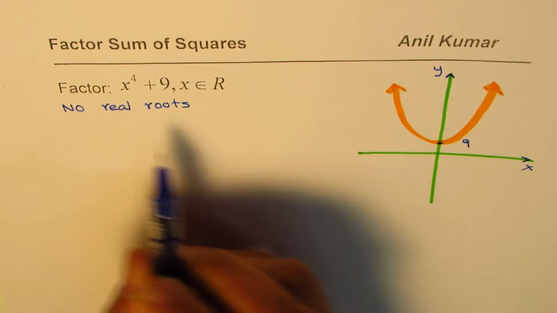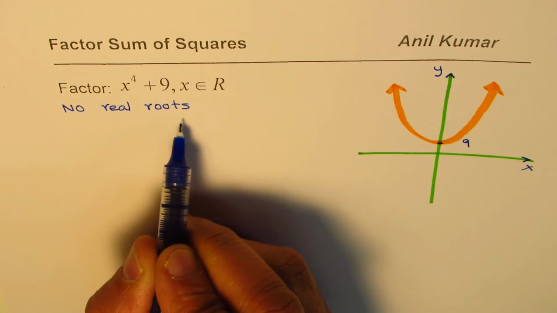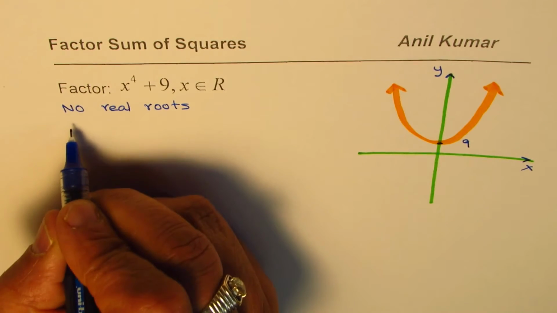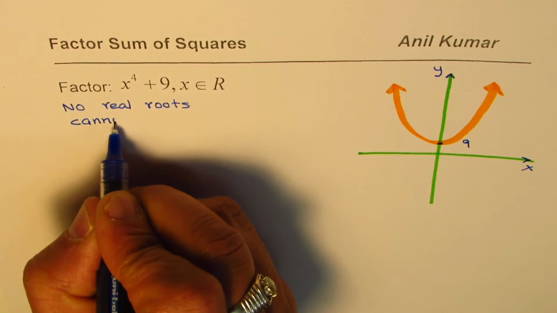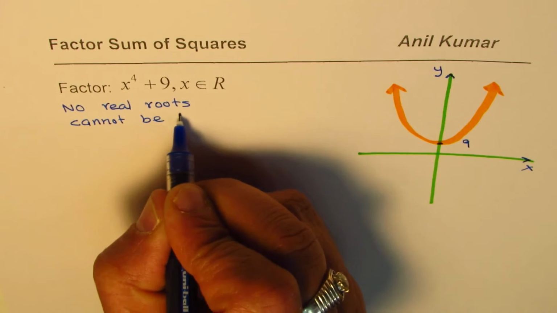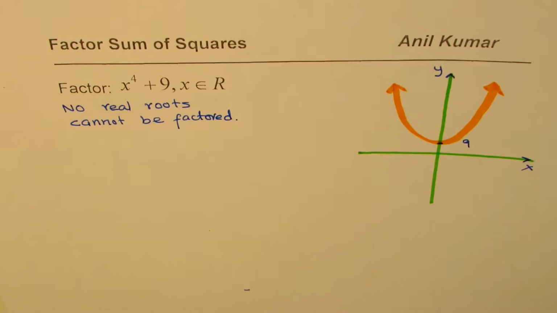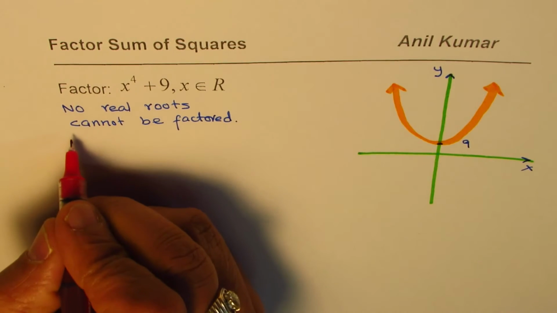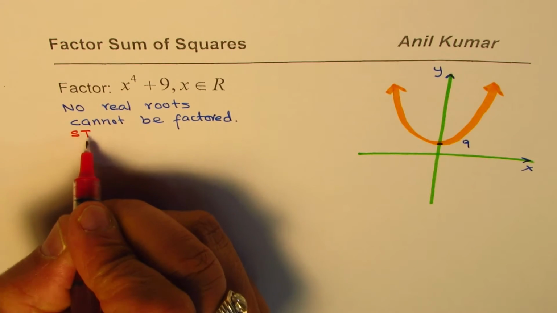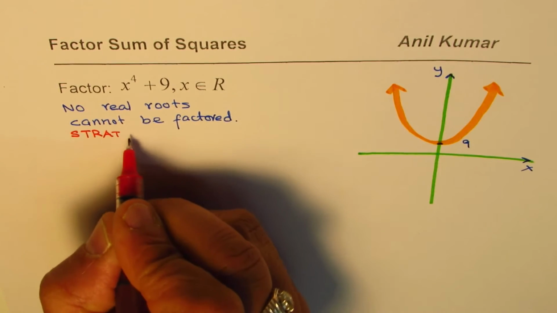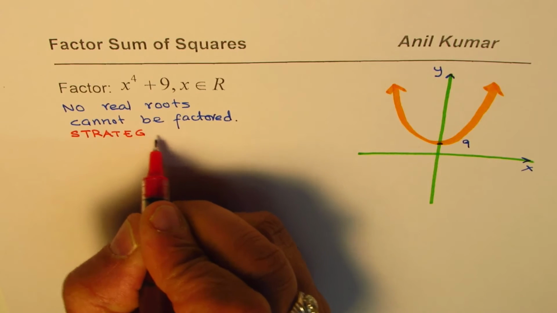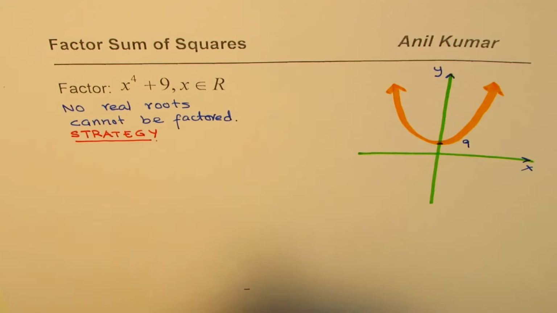right? Since it does not have any real root, what do we conclude? That it cannot be factored. Right, so this is what we have learned so far. Now, here's the strategy. I will not call this a trick. We are now looking into a strategy, right? It's a very, very important strategy to understand. Let us see how to factor it.